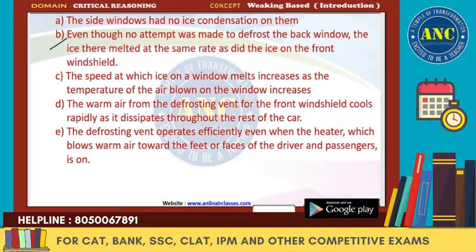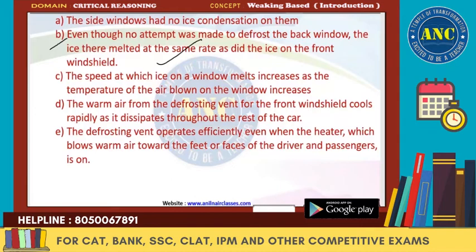Now, this explanation is undermined because no attempt was made to defrost the back window and the ice on the back window melted as quickly as did the ice on the windshield. Hence, this seriously jeopardizes the validity of the explanation for the speed with which the ice melted. Hence, B is the best answer.